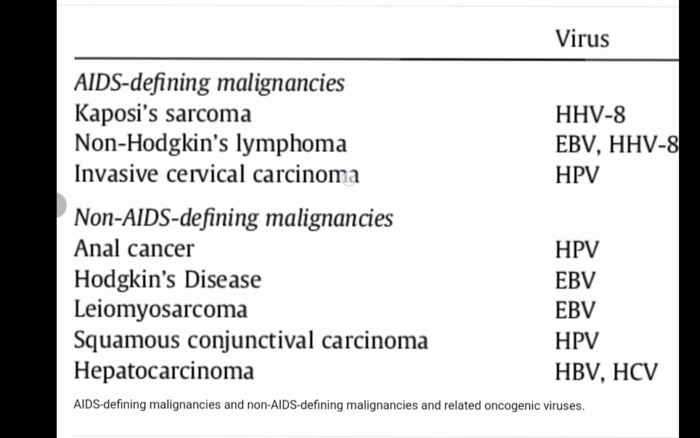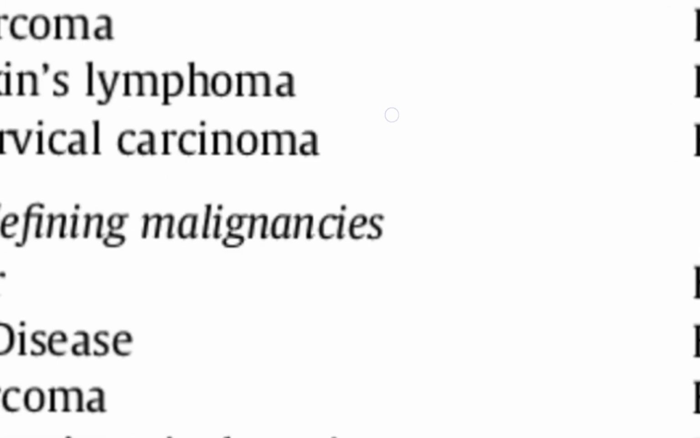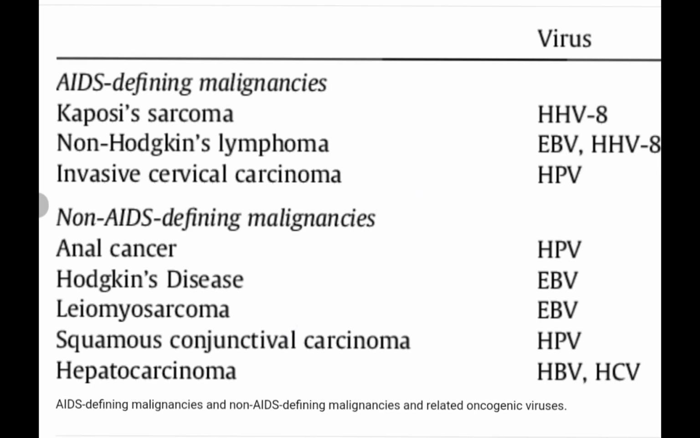These are the three which we need to remember: Kaposi sarcoma of the skin, non-Hodgkin's lymphoma of the blood and lymph nodes, and invasive cervical carcinoma in females. So those were the important images in the pathology section.